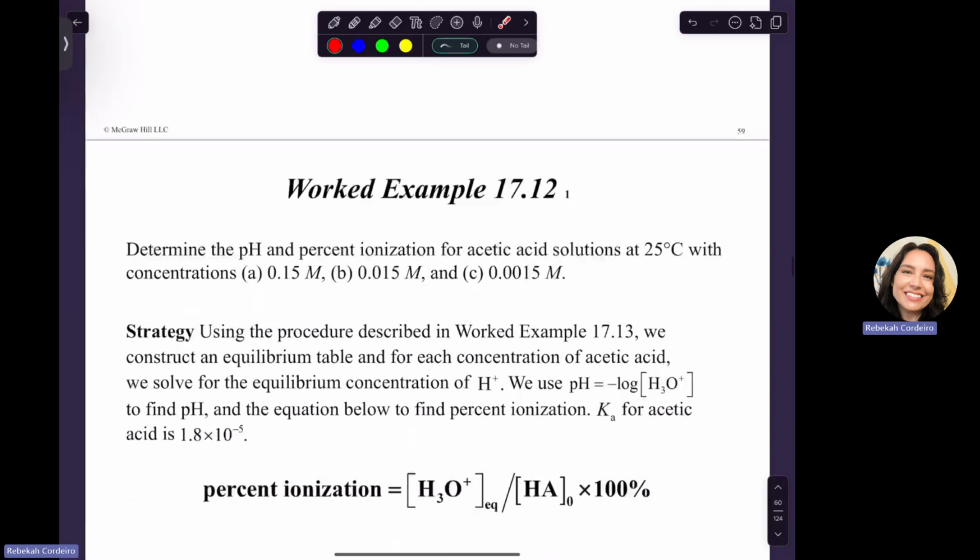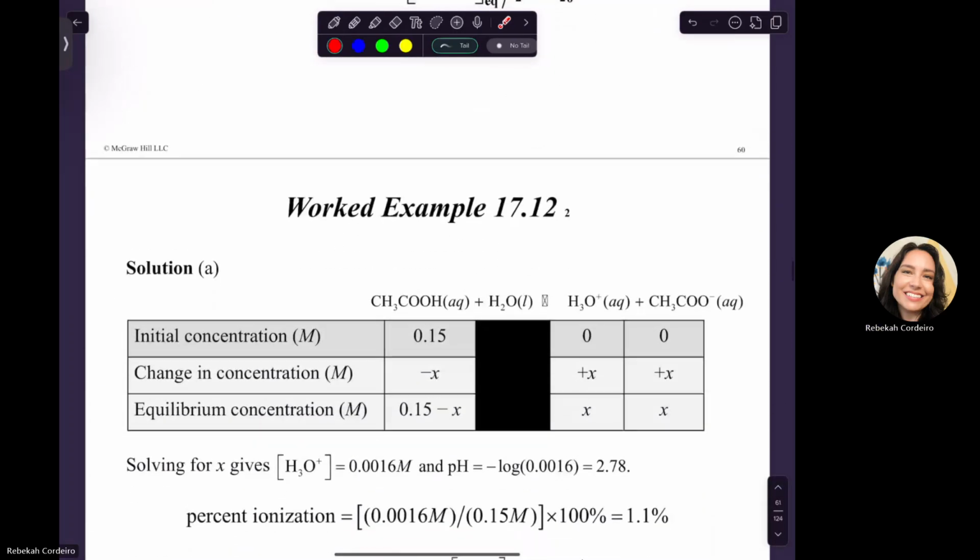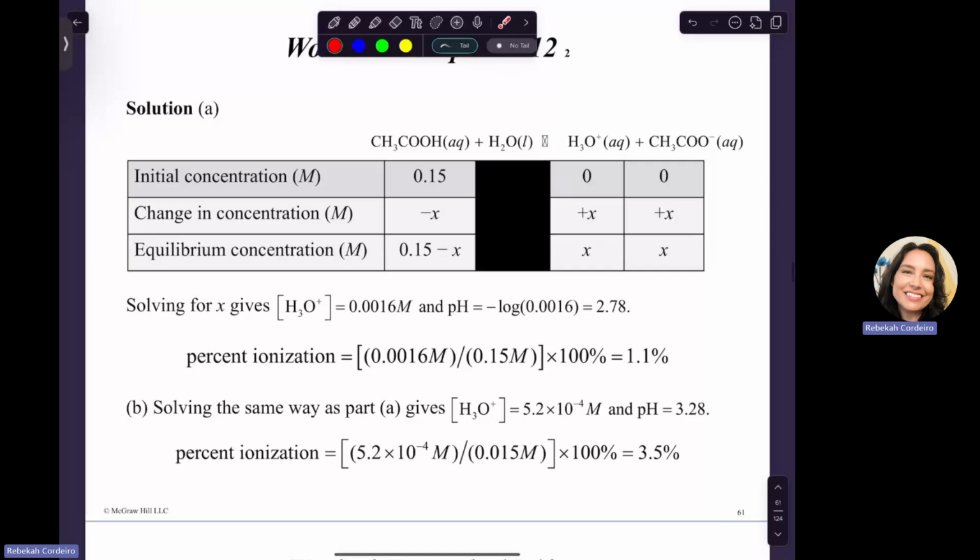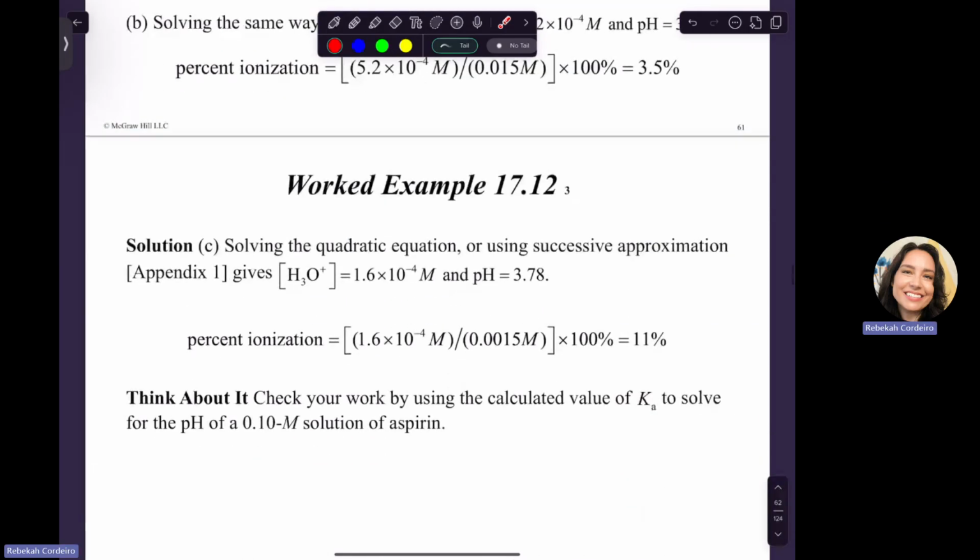So if you feel like you're ready for some answers, solution A, sorry, solution A was 2.78 pH and 1.1% ionization. Solution B, 3.28 pH, 3.5% ionization. See how we are increasing our ionization as we decrease the initial amount. And the last one, we should have a pH of 3.78 and a percent ionization of 11.